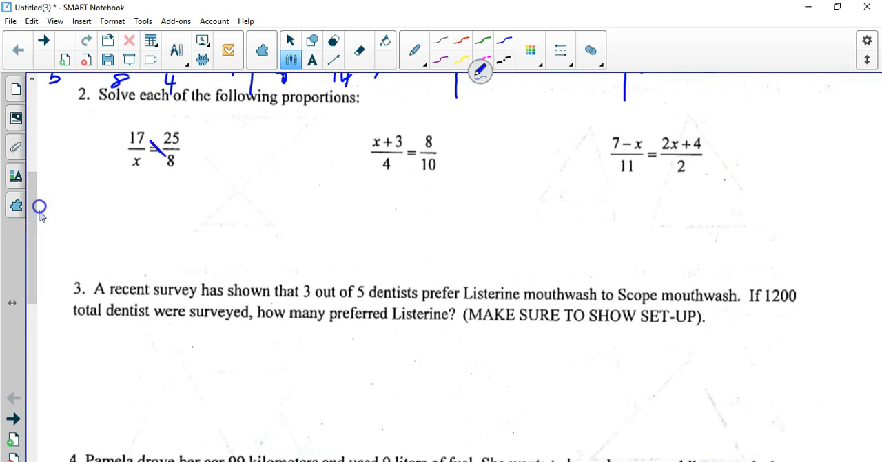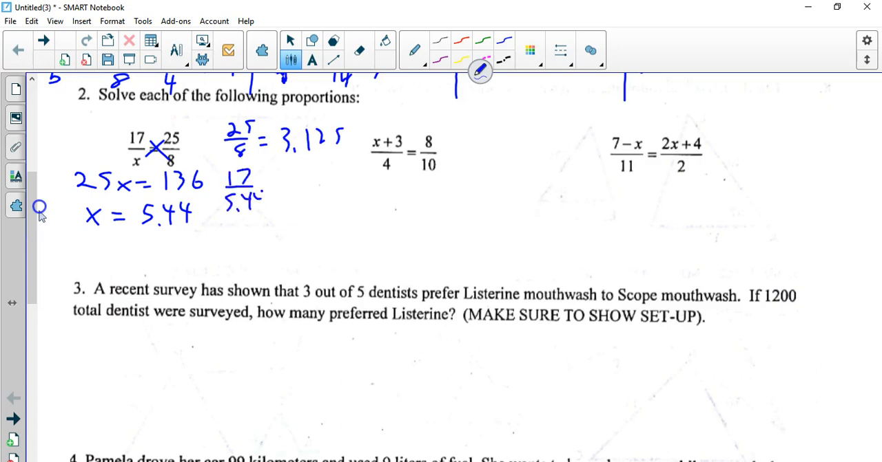Okay, solve. All we're going to do is cross multiply and solve. So that's going to give me 25x equals 136. Divide both sides by 25, and yes, I'm going to get a decimal. That's okay. Decimals do not mean wrong. Now, if you wanted to check it, you could do 25 divided by 8 and get 3.125. And if you do 17 divided by 5.44, you'll get 3.125. So you can confirm your answer if you like.